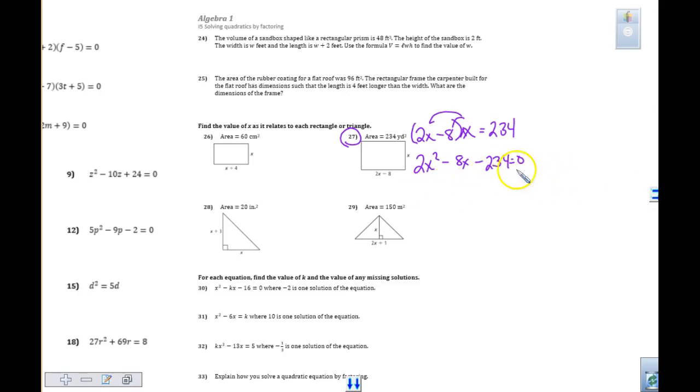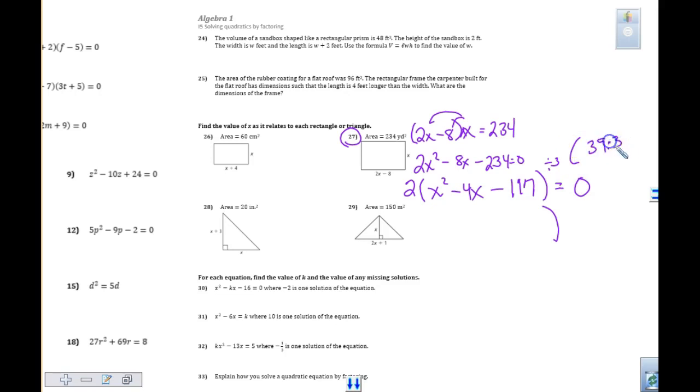Once I have this, I notice, oh, I don't want to have a lead coefficient and do that AC. Greatest common factor is 2. If I factor out a 2, I'm left with x squared minus 4x. We're going to say 1 plus 7, you get 9. 9 is divisible by 3, which means this is divisible by 3. So on your calculator, dividing 117 by 3, we get what? 39.